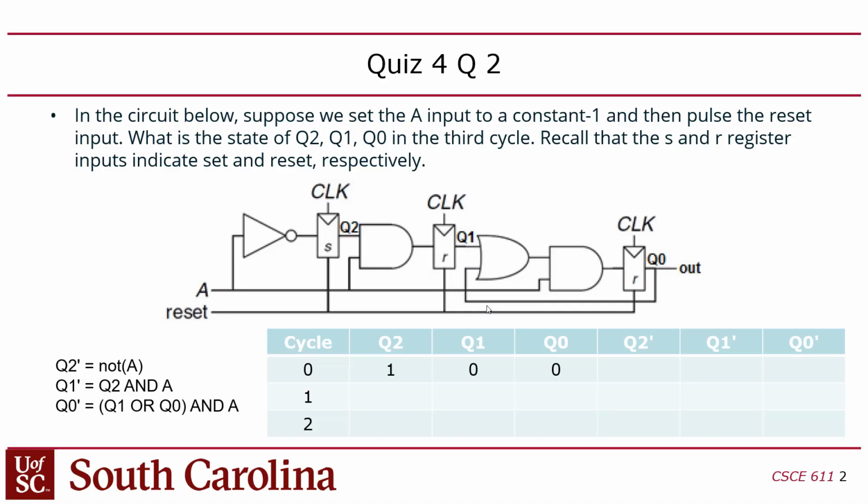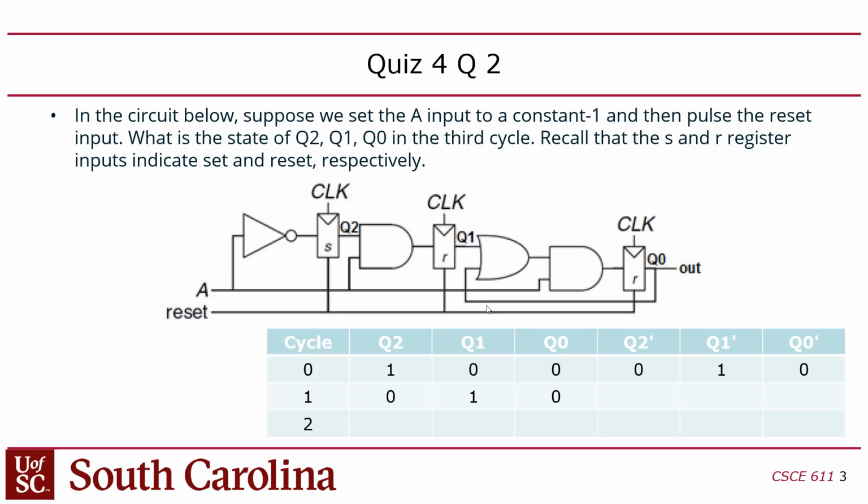The next state will be determined by the next state logic that I had on the previous slide. So the next Q2 will be not A. A is a constant 1, so the next Q2 will be a 0. The next Q1 is going to be Q2 and A. So Q2 and A, that's 1 and 1 is 1. And the next Q0 will be Q1 or Q0. So basically 0 or 0, which is a 0. And then that's ANDed with A, which is a 0.